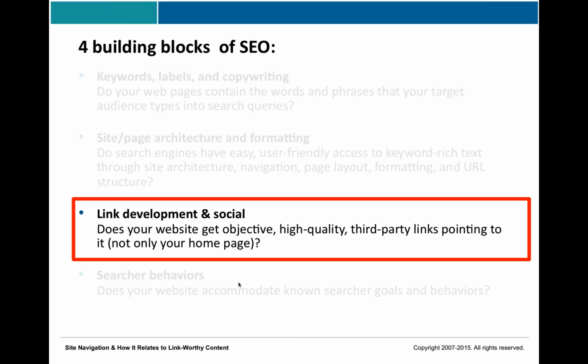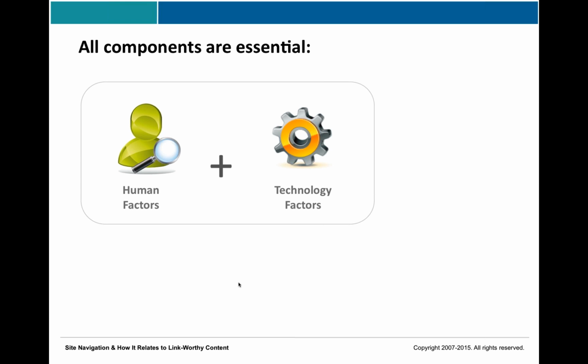So there's only four things you need to remember about SEO. Text: you've got to put text on your pages that people can read. You've got to give easy access to that text. Think of link development as validation. People are validating that what you say about your content is true. And searcher behaviors: does your website validate very well-known and established searcher behaviors?